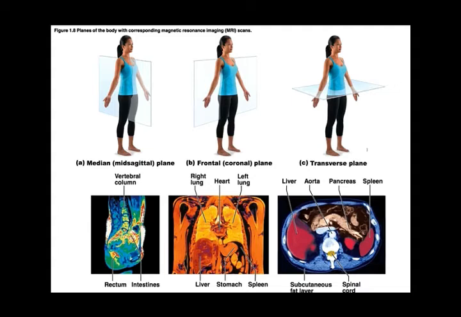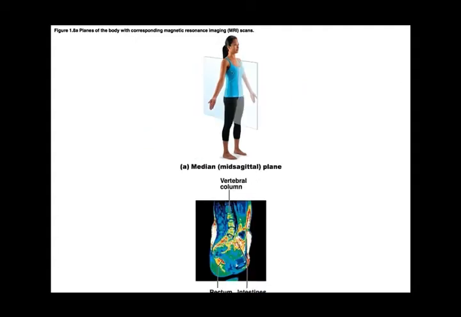And then third, you can see the transverse plane, which we discussed is mostly for the sectional studies only. So when the abdomen is cut into the transverse plane at 90 degrees, you can clearly see the subcutaneous fat layer, the spinal cord, liver, aorta, pancreas and spleen are clearly visible in the transverse plane section.